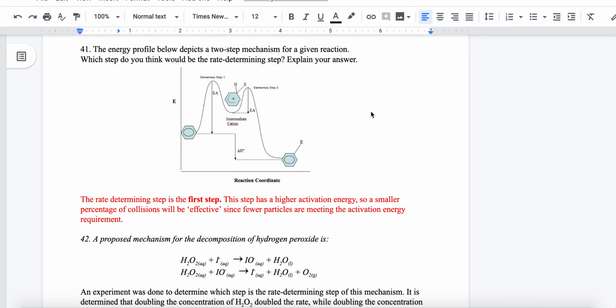All right, here's that energy profile for a two-step mechanism that I was talking about earlier. We can tell from this that the first step has a much greater activation energy than the second. So the first step is going to be your slow step, and the second step is going to be your fast step.